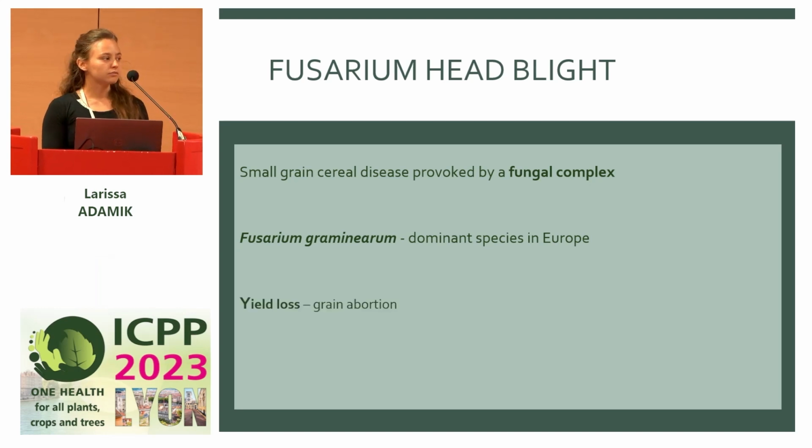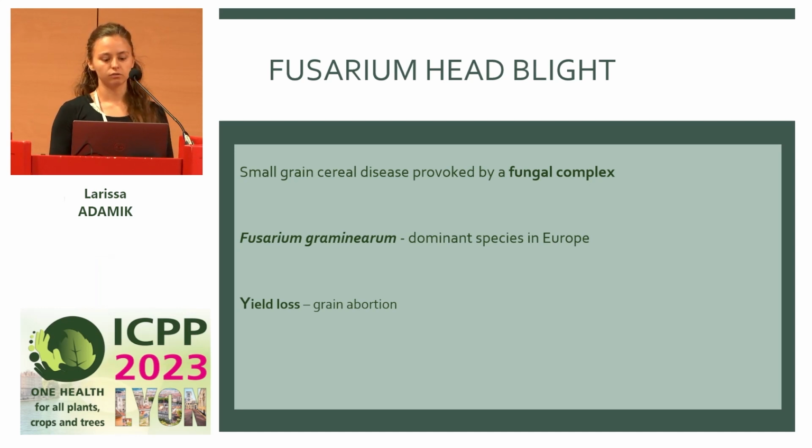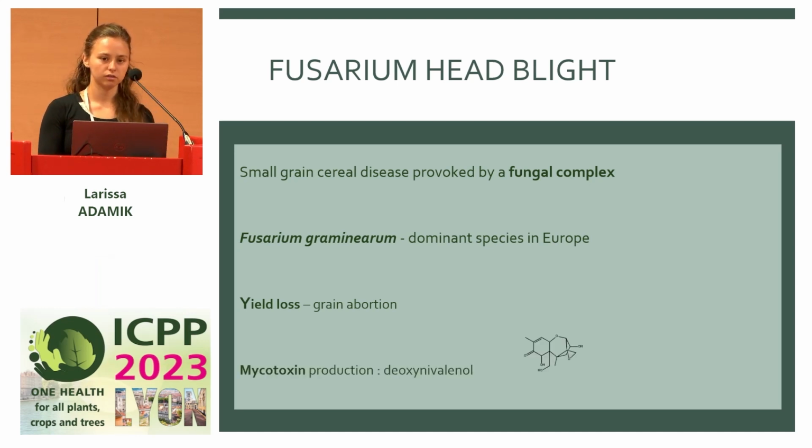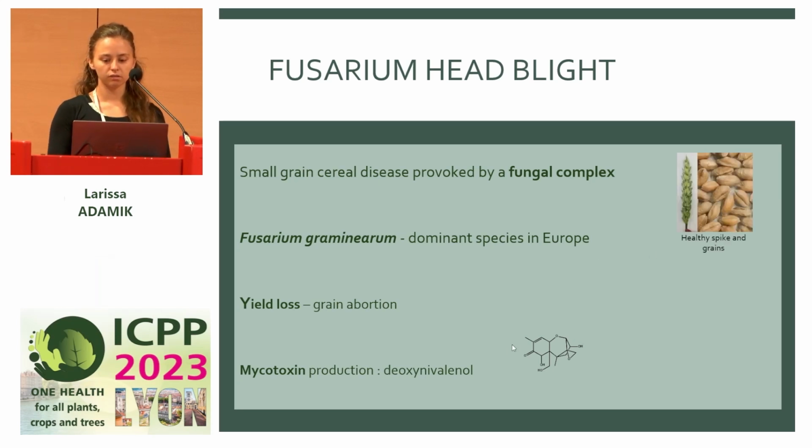Then the problem with FHB is mainly the big yield losses due to grain abortion, but also the mycotoxin production from this fungus. One of those mycotoxins is deoxynivalenol, which you can see right here. And to show you what the FHB symptoms are, here you can see the healthy spike and healthy grains, and in comparison you have a diseased spike and diseased grains.